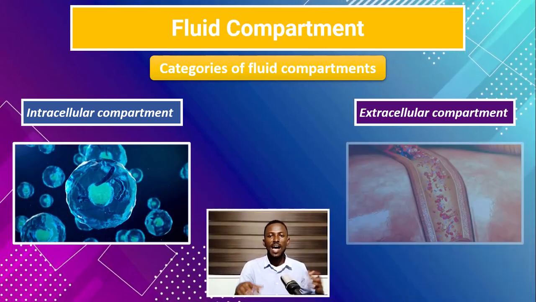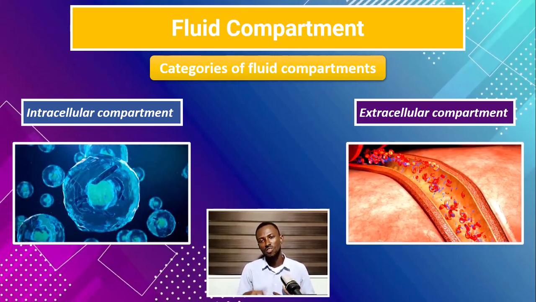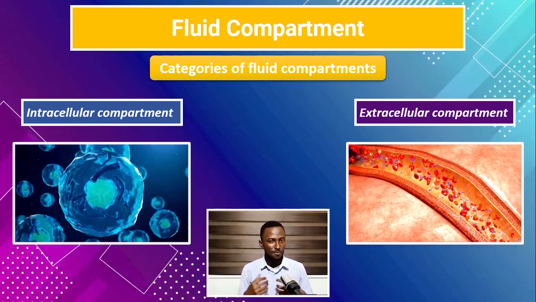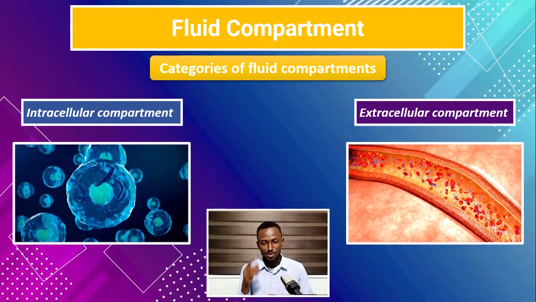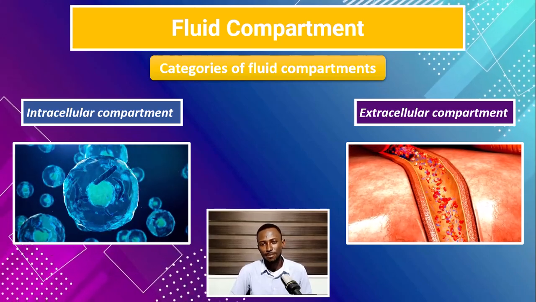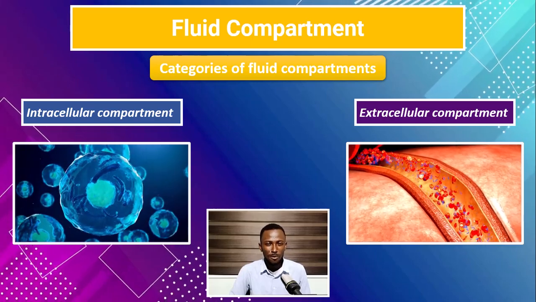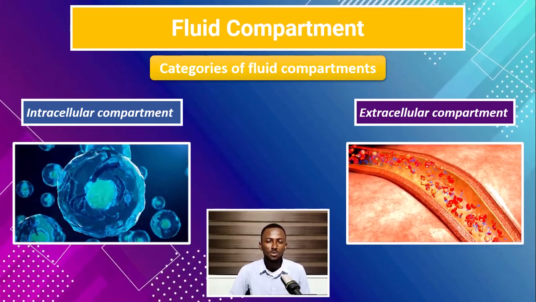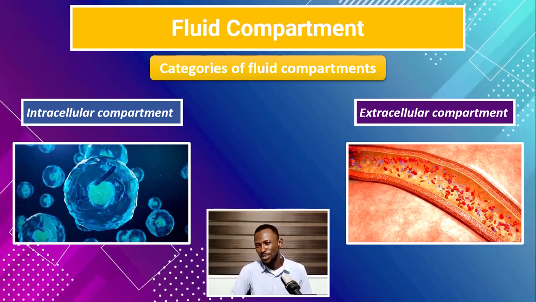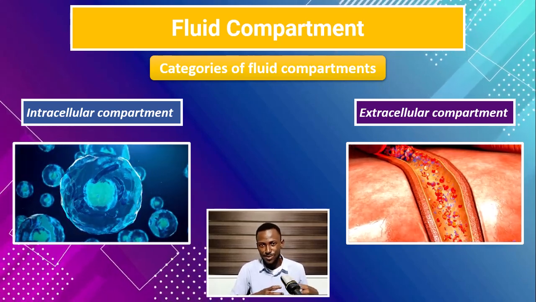Then we have outside of the cell. Outside of the cell is known as extracellular compartment. So all places where fluids can be found outside of the cell fall under extracellular compartments. But here's the interesting thing. Fluids are found in these compartments. The type of compartment a particular body fluid is found in gives it its unique name. That means we also have specific names for body fluids depending on where they are located.